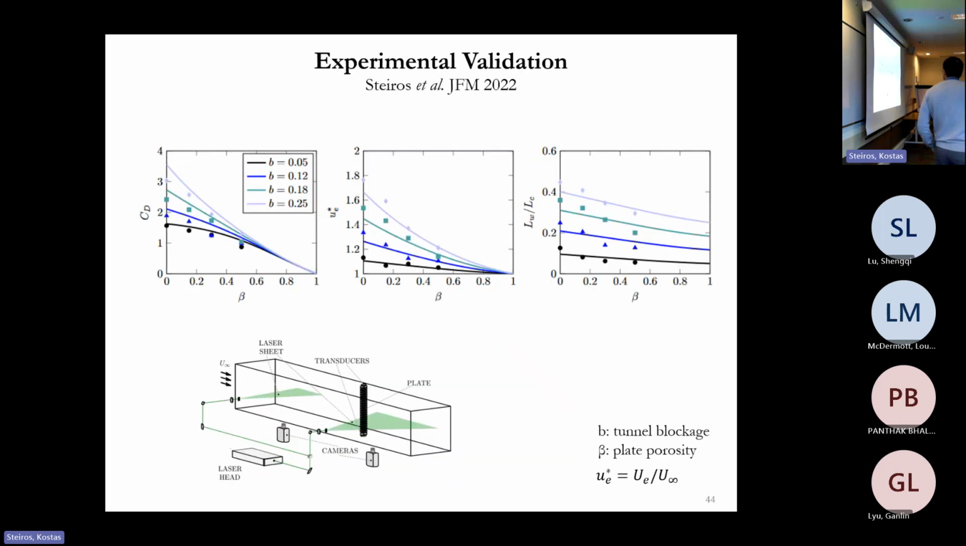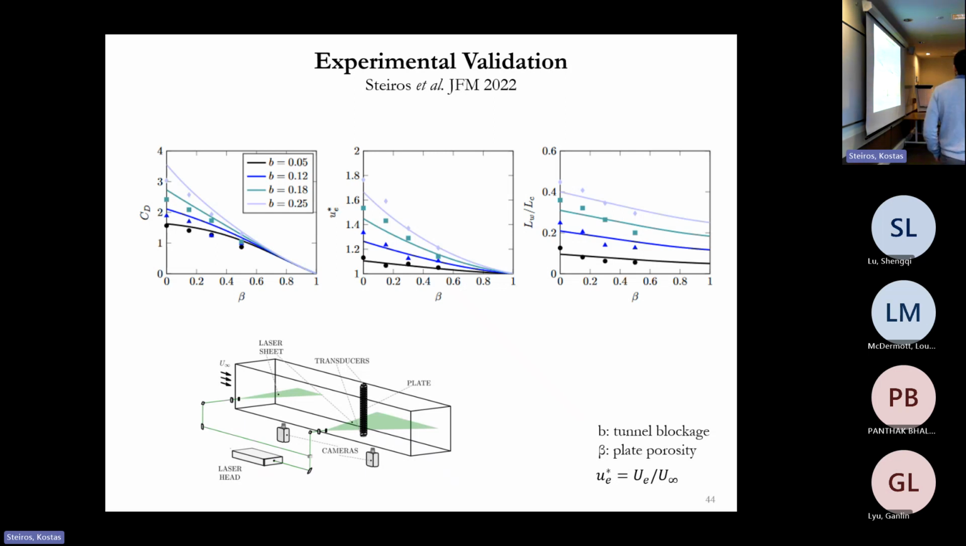All right. So this is just the validation of our work, the experimental validation. Here I plot the drag coefficient versus the porosity of the plates that we tested, and the different lines correspond to different blockages. So this is a small plate and this is a very large plate, whereas the blockage of the channel, of course, remains the same. So this is the drag coefficient, this is the normalized velocity of the channel, and this is the normalized wake width. And you can see that in all cases, the theory predicts quite well.